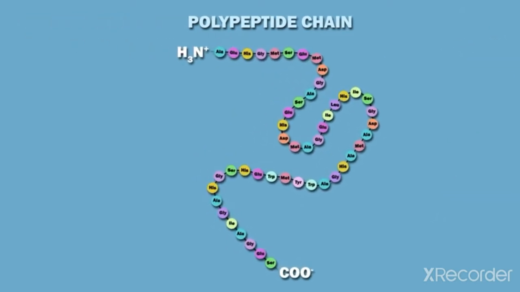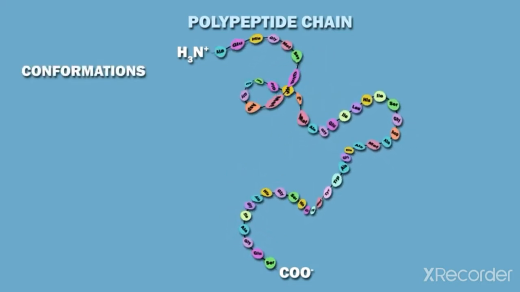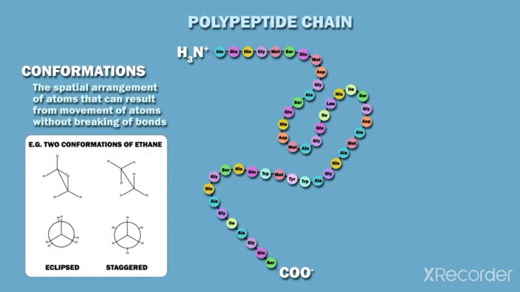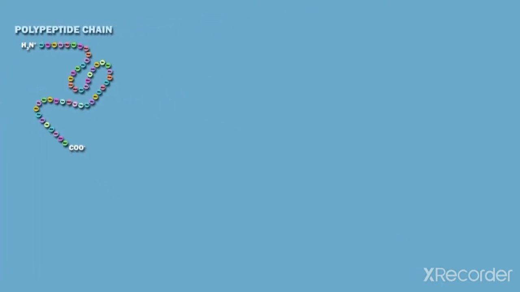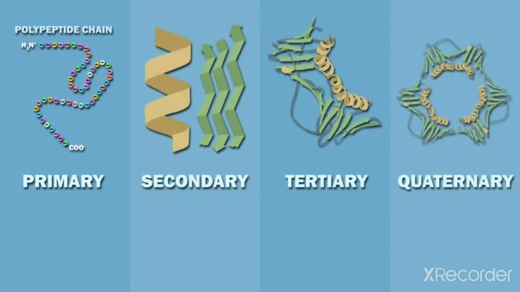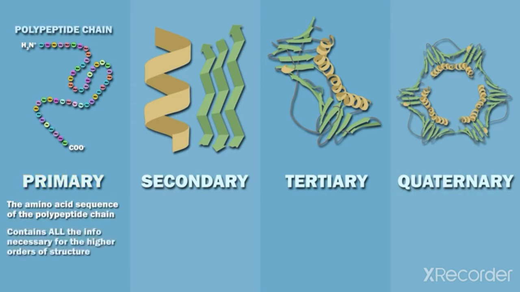The polypeptide chain can fold in many different ways called conformations. Conformations are the spatial arrangement of atoms that can result from movement of atoms without breaking of bonds. Protein structure can be described in terms of 4 levels of organization: primary, secondary, tertiary, and quaternary structure. The primary structure is simply the amino acid sequence of the polypeptide chain, and it is important to remember that this sequence contains all the information necessary for the higher orders of structure.